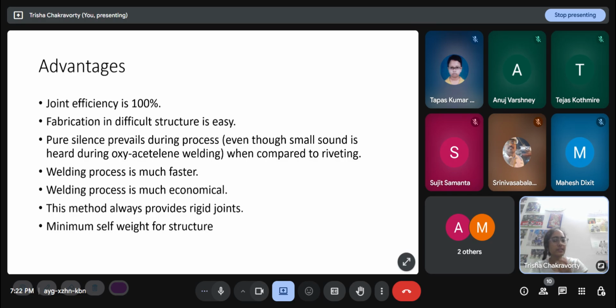Rivets and bolts are a messy kind of process. The welding process is faster and economical, and this method always provides rigid joints and minimum self weight for the structure, because it's just a bit of molten metal, whereas bolts or rivets are actually solid sections, so they add more self weight to the structure.